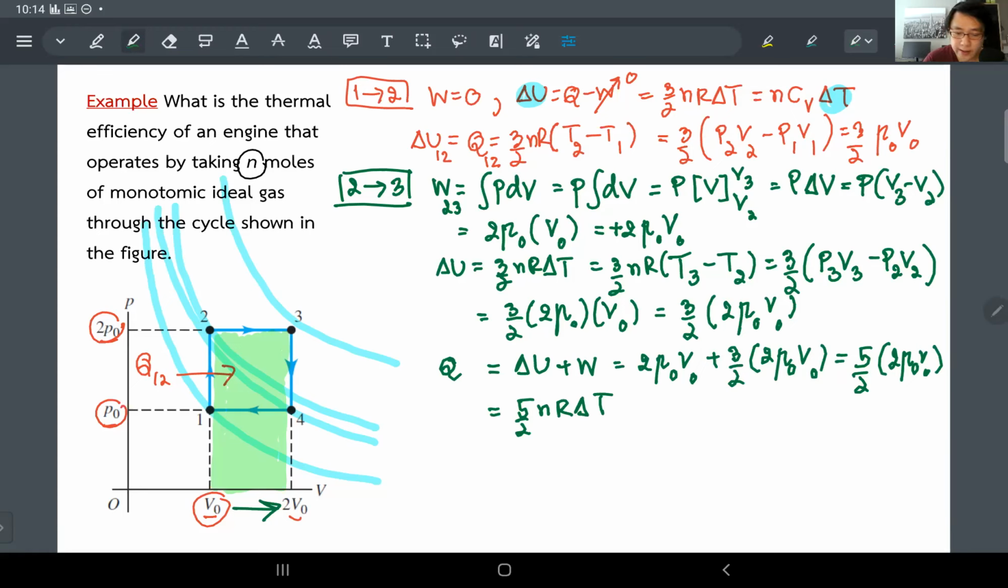Okay, guys. Let me highlight here a little bit. 5/2 nR delta T is the same thing as 2P naught V naught right there. It's going to be the same. Just to signify that this is what we are looking at during the segment 2 to 3, I can put the subscript 2-3 everywhere if I want to. As you can see, the final result is a positive number. When the final result is positive, it means during this process there is a heat flow into the gas. Woohoo! That's kind of long, but I hope you can see that it's doable. Very good.